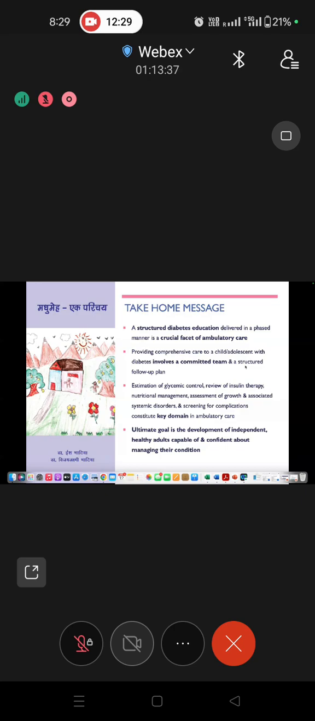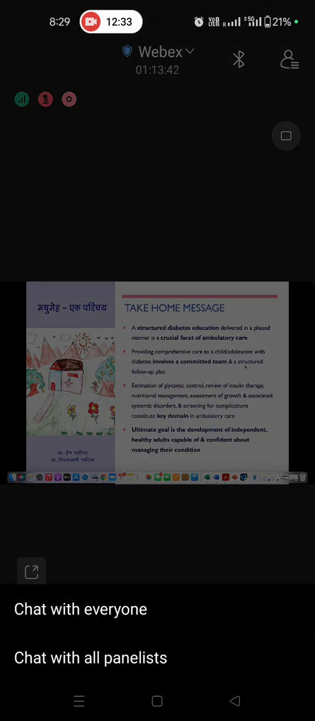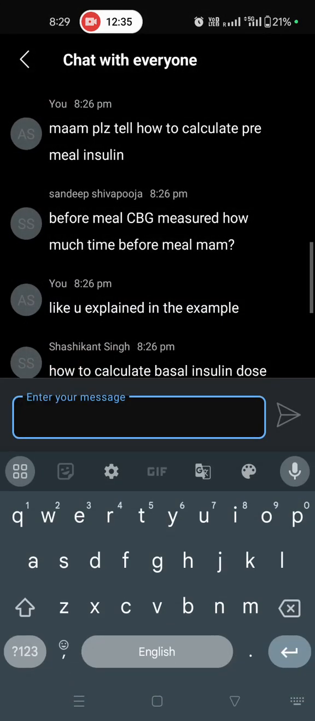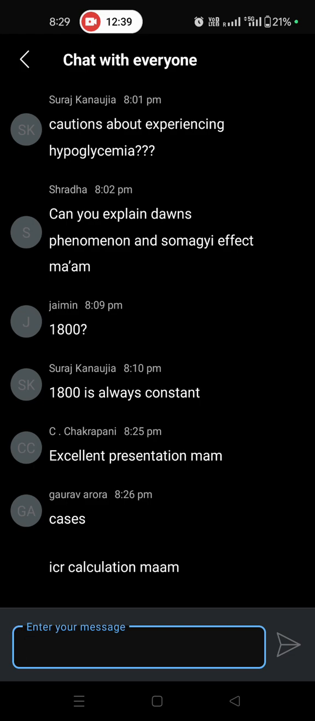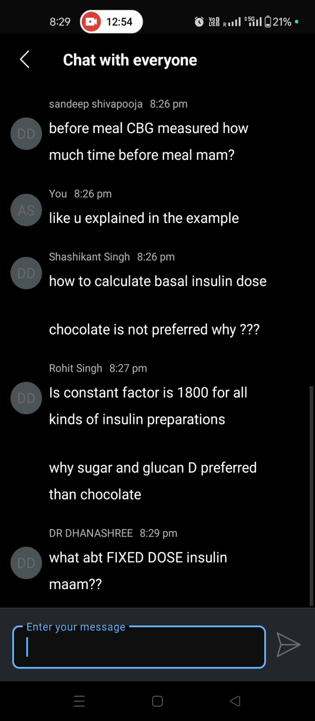The dawn phenomenon is what happens in the early hours of the morning, wherein there is release of some counter-regulatory hormones that leads to a high blood glucose level. So when you check the blood glucose level before breakfast, you would realize that the blood glucose levels are high because of the dawn phenomenon. There is another thing called the Somogyi effect, for which I have a slide. I'll just show it to you.